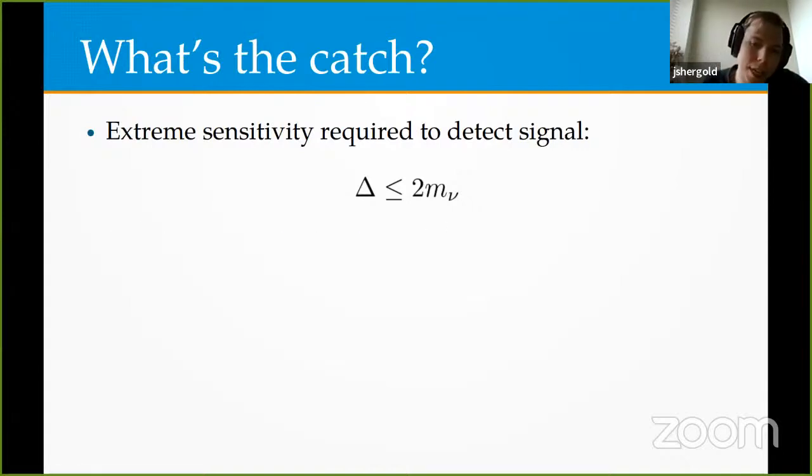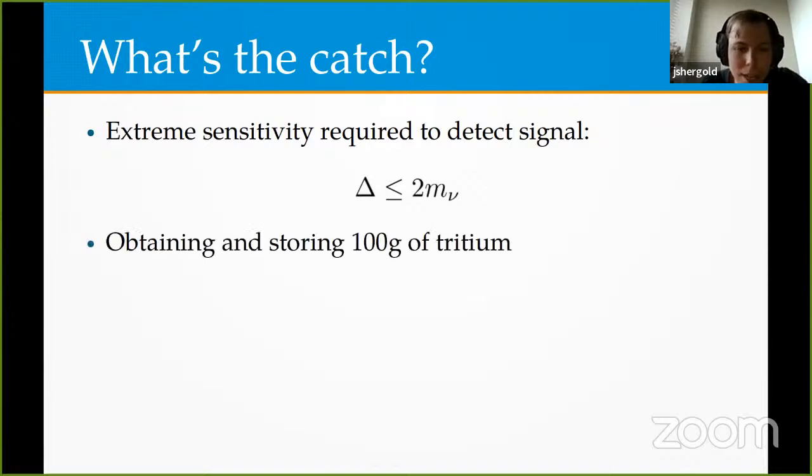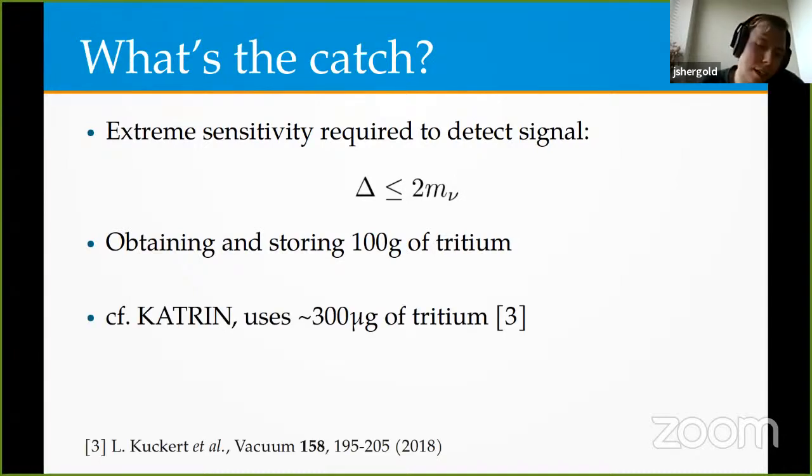If we already had devices capable of resolving such small energies, or at least neutrino energies, we would have measured the neutrino mass by now. The second issue, and perhaps the more worrying one, is actually getting hold of and storing this 100 grams of tritium, and more importantly, keeping it active. By active, I mean you need to be able to measure the energy of all of the electrons that are emitted from these 100 grams of tritium at any one time. For reference, KATRIN, which is the biggest experiment currently using a very similar principle, only uses about 300 micrograms of tritium at any one time. So Ptolemy, in theory, needs to scale this up by about a factor of 1 million. And as we'll see, this is quite a challenge.